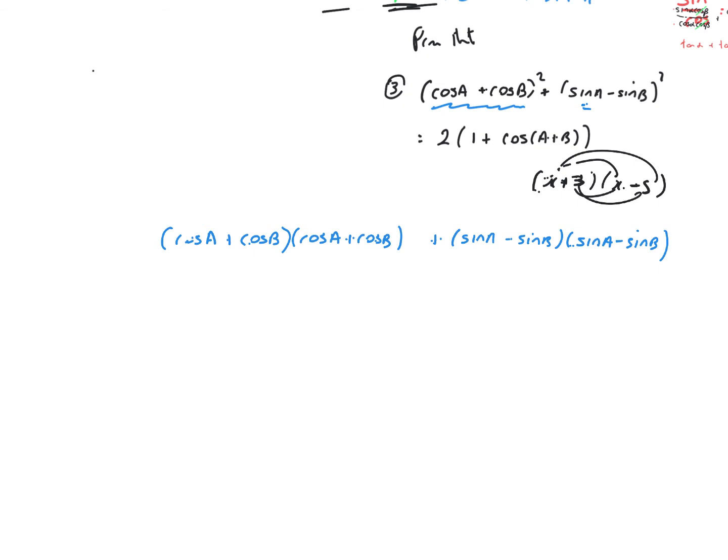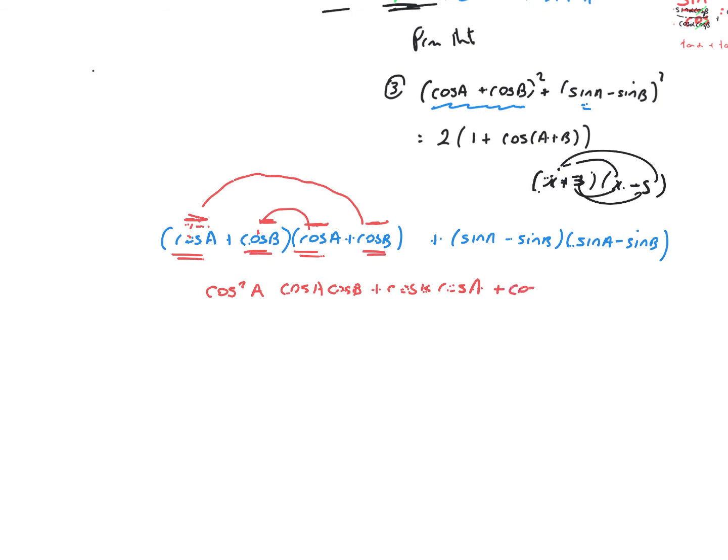So cos A times cos A is going to be cos squared A. That's how we write it, remember. Then cos A times cos B is just cos A cos B. That's the firsts and outsides, now the insides: cos B times cos A is cos B cos A. And then the lasts: cos B times cos B is cos squared B.